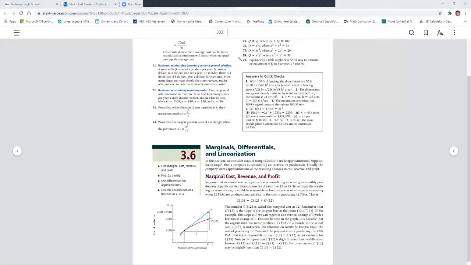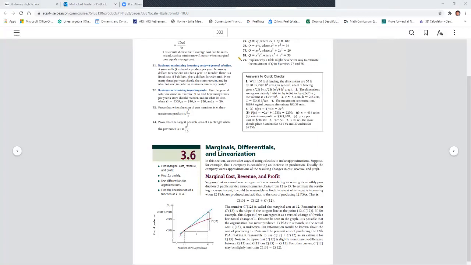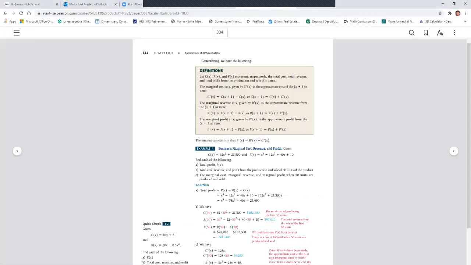Section 3.6 is marginals, differentials, and linearization. And a lot of this is going to seem somewhat familiar to you because if you will recall from taking algebra, oftentimes you were asked to find the slope of a line given 2 points. And this lesson will probably bring to mind some of that as we go through the topics in this section.